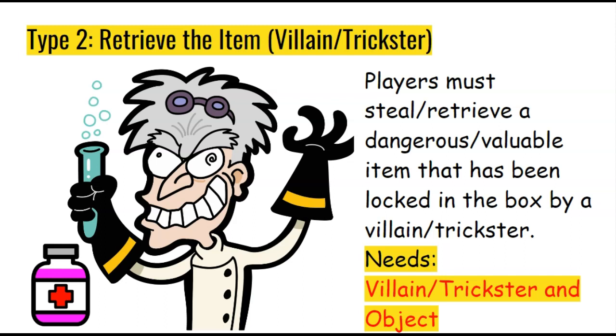Story type number 2 is called Retrieve the Item, Villain/Trickster. In this type of story, students must steal/retrieve a dangerous/valuable item that has been locked in a box by a villain/trickster. For this type of story, you're going to need a villain or trickster, and you're also going to need an important object.